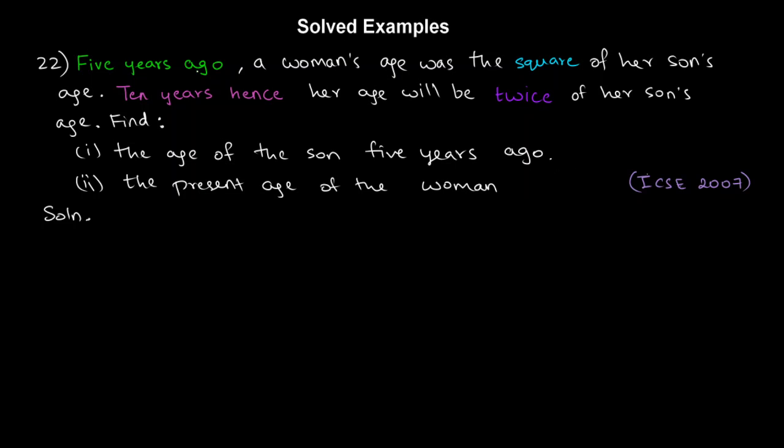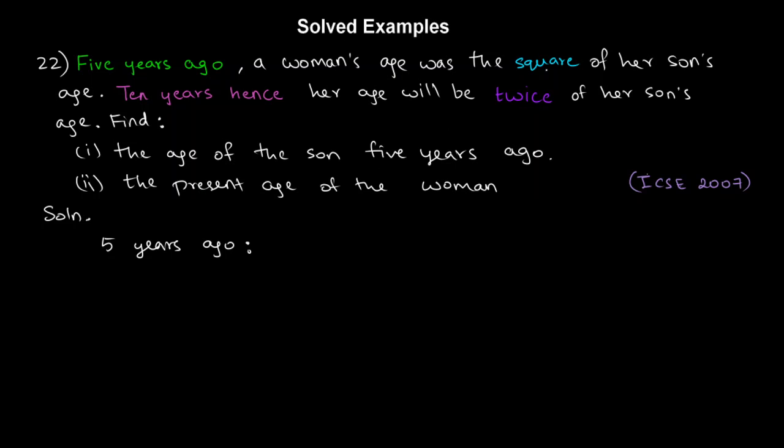Right? So, we're starting off this question by talking about the relation between the ages of a woman and a son 5 years ago. So, let's consider that scenario first, right? The 5 years ago scenario. Now, they've told us that the woman's age was the square of her son's age, and we want to find the age of the son 5 years ago as well.